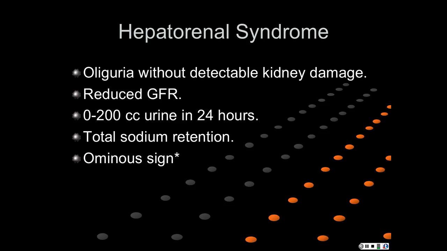Right, continuing with the complications, hepatorenal syndrome basically means there's oliguria without detectable kidney damage. There's a reduced glomerular filtration rate. Urine can be between 0 and 200 cc's. Total sodium retention, it's a bad sign. Basically what we're saying is the kidneys are failing, probably because of those high levels of urea.